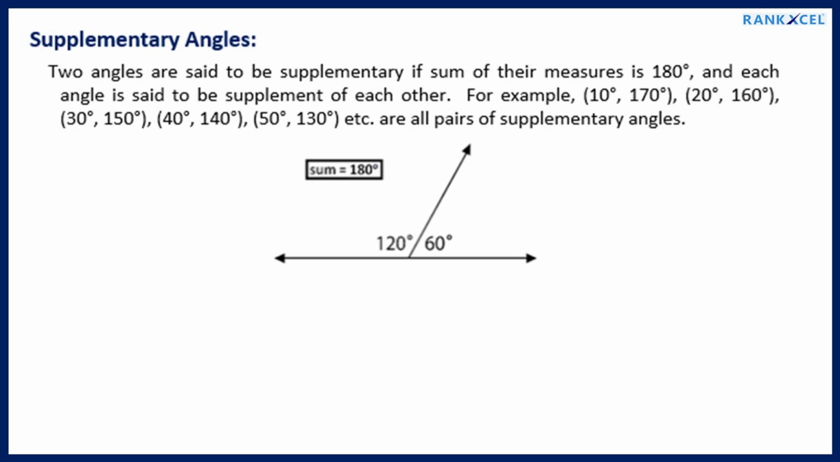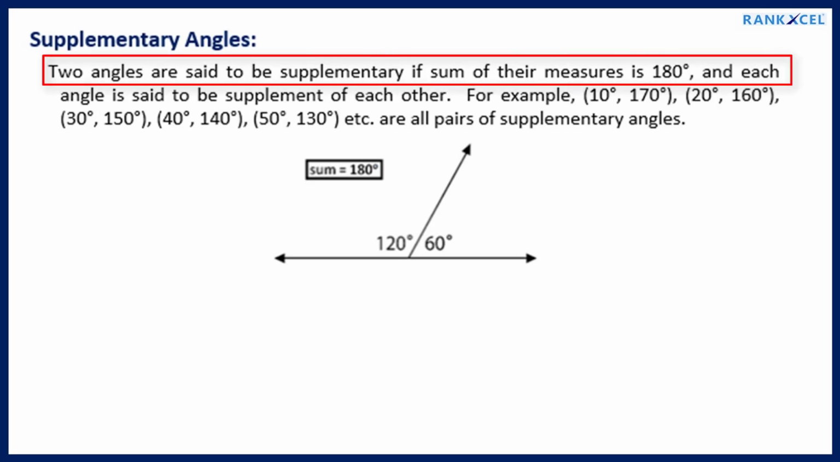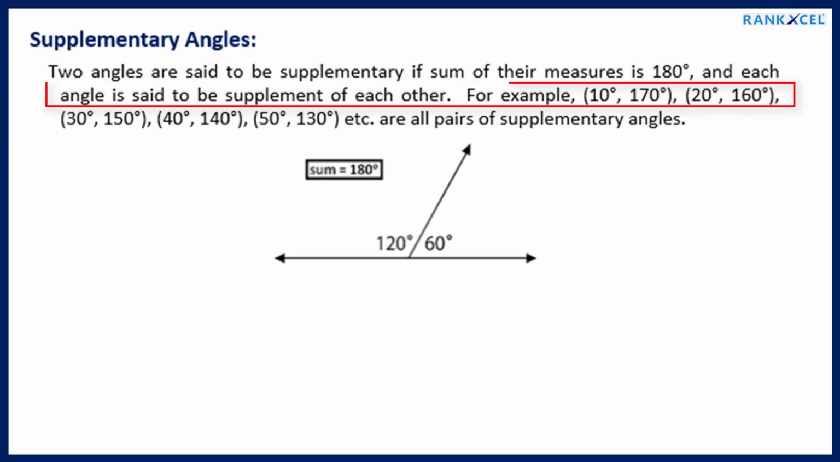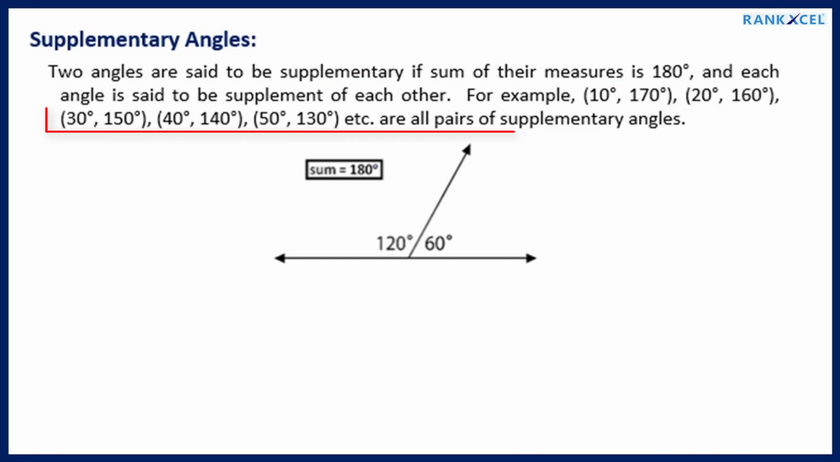Supplementary angles: two angles are said to be supplementary if the sum of their measures is 180 degrees, and each angle is said to be the supplement of the other. For example, 10 degrees and 170 degrees, 20 and 160, 30 and 150, 40 and 140, 50 and 130 degrees, etc. are all pairs of supplementary angles.